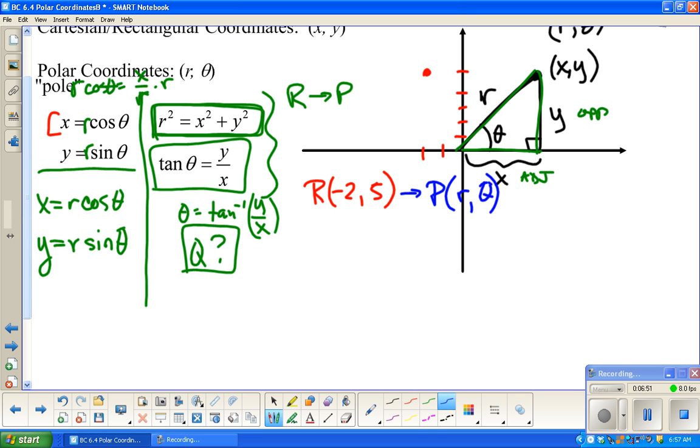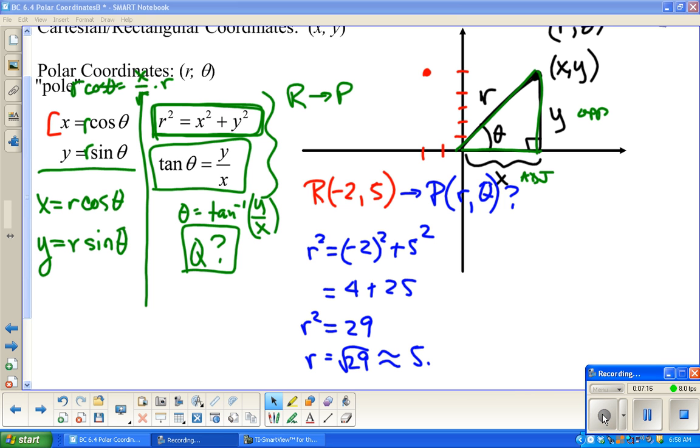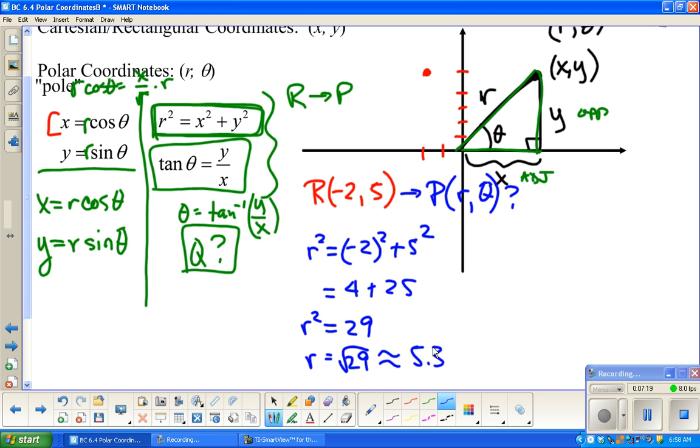Okay, so r and theta. r squared equals -2 squared plus 5 squared. So this is 4 plus 25, or 29. That's what r squared is. So r is the square root of 29, which is 5 point, I don't know. All right, I cheated. It's 5.385. Okay, so that's r. Now we need theta.